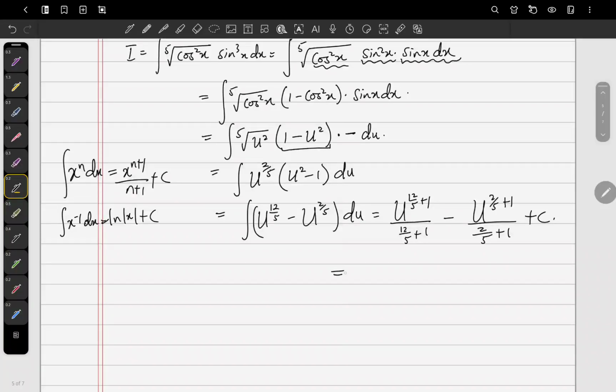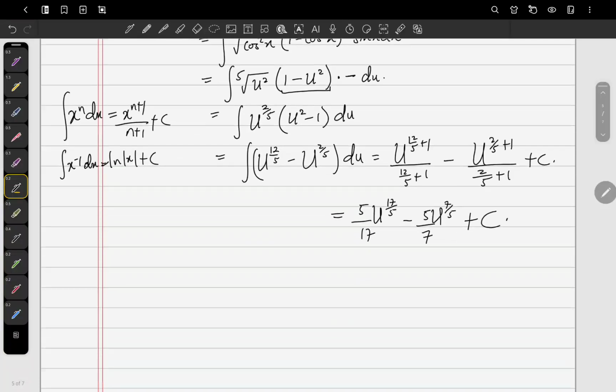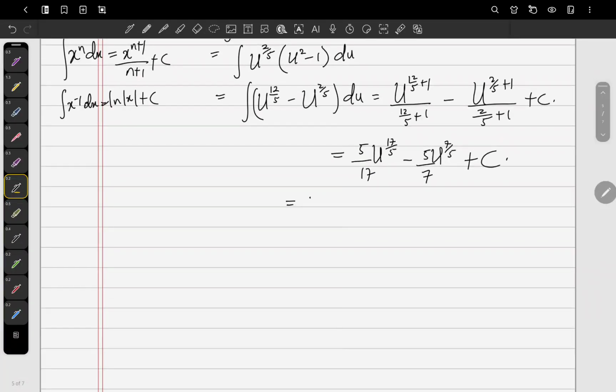And that is equal to u raised to power 17 over 5 over 17 over 5, which is 5 over 17 here, minus u to the power of 7 over 5 over 7 over 5, which is 5 over 7 here, plus c. And finally, we remember what we started with, u equals cos x. We bring back the u. So that will be 5 over 17 cos x raised to power 17 over 5 minus 5 over 7 cos x raised to power 7 over 5 plus c.